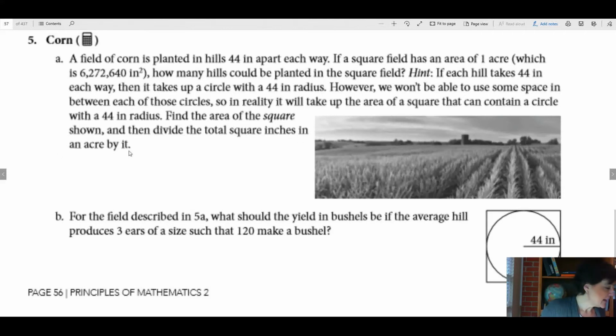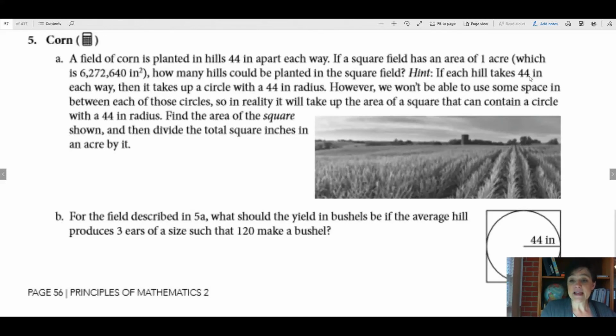Okay, so let me get my stuff out here so that I'm going to know how to work this with you, because when I read this, I was a little bit confused. Okay, so find the area of the square first, because we've got a field of corn that was planted in hills that are 44 inches apart each way. If a square field has an area of 1 acre, which is this many square inches, how many hills could be planted in the square field?